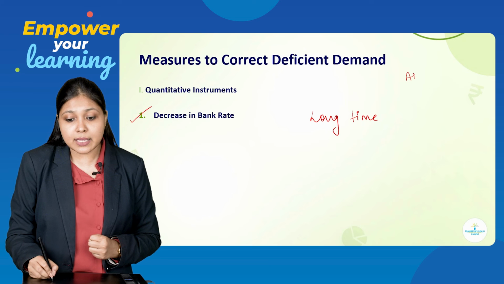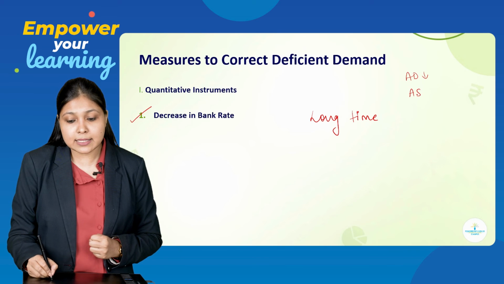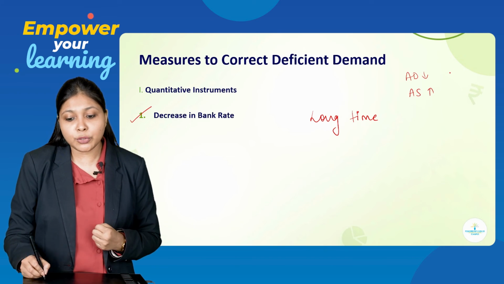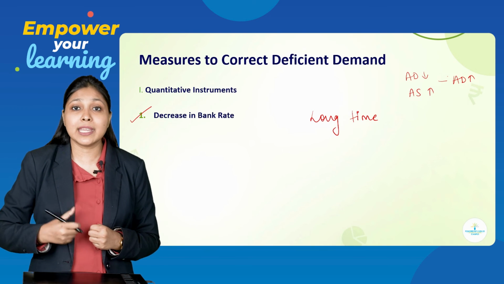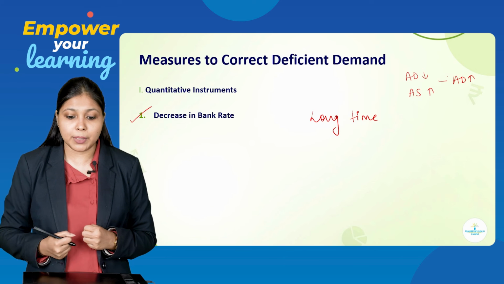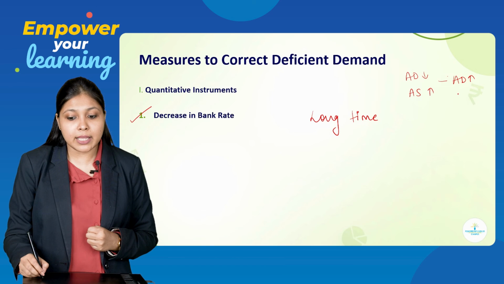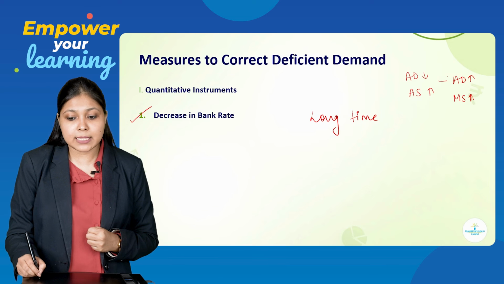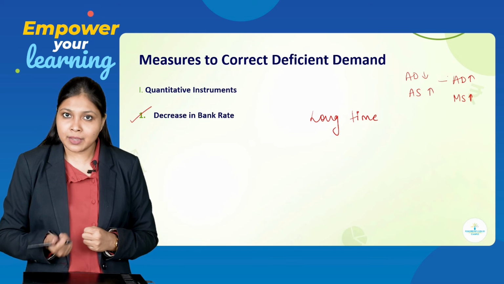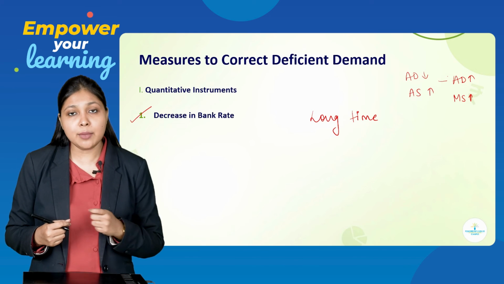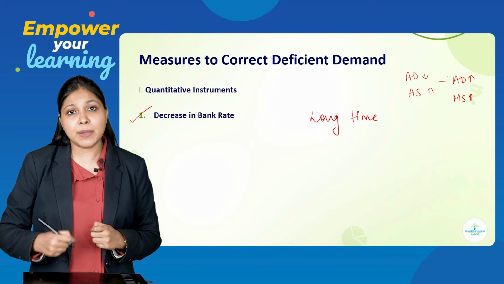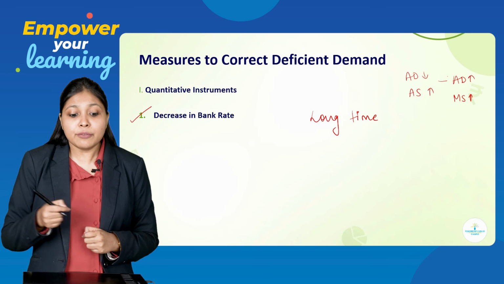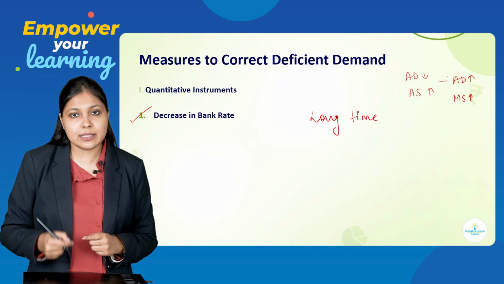So what is deficient demand basically? Deficient demand means AD is less and AS is more. So what do we want to do? We want to increase our AD. We want our aggregate demand to increase in the economy. In order to increase the AD in the economy, we will have to increase the money supply in the economy. So we will take all the measures which will increase the money supply so that my AD also increases. First measure for that is decrease in bank rate.